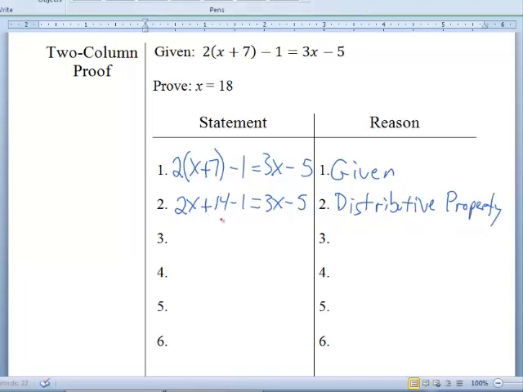All right, and what would be our next step in solving this equation? That would be to combine the 14 and the negative 1. So I'm going to say 2x plus 13 is equal to 3x minus 5. Okay, what did I do there? Well, all I did was simplify. So simplification is my reason for doing what I just did.